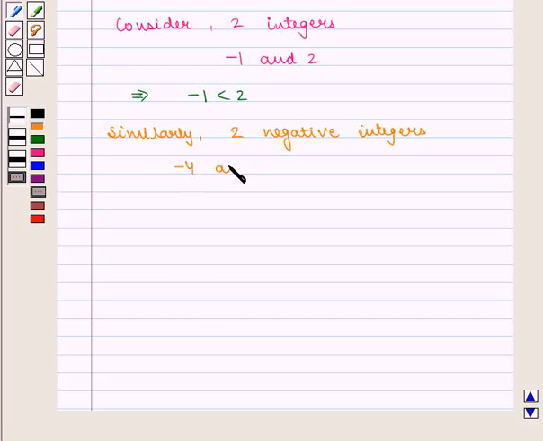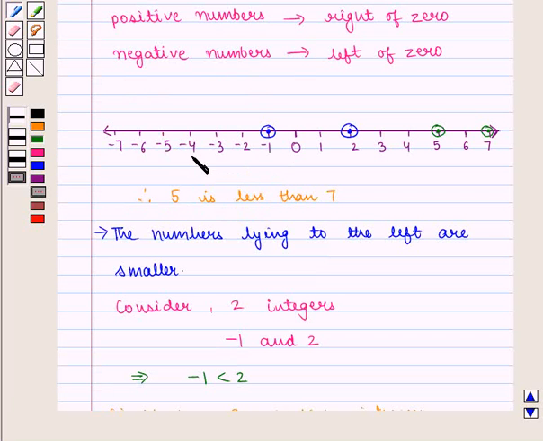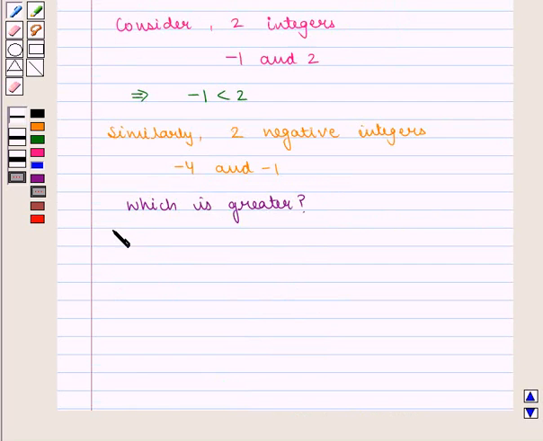Similarly, if we want to compare two negative integers, like minus 4 and minus 1, and we need to find which is greater. First, we shall mark these points on the number line. And here we have minus 4 and minus 1. And we see that minus 4 lies to the left of minus 1. Therefore, minus 4 is less than minus 1. So here we have seen how can we use a number line to interpret which is greater.